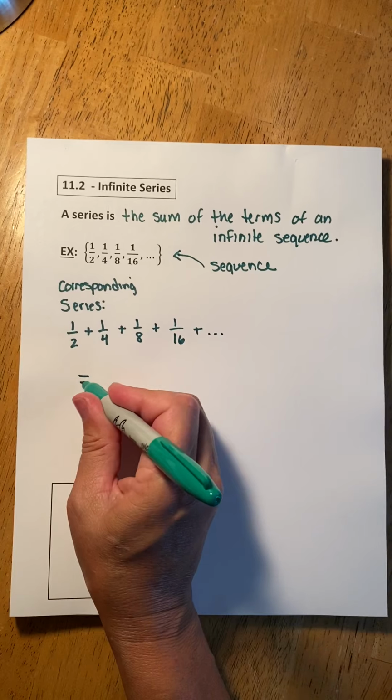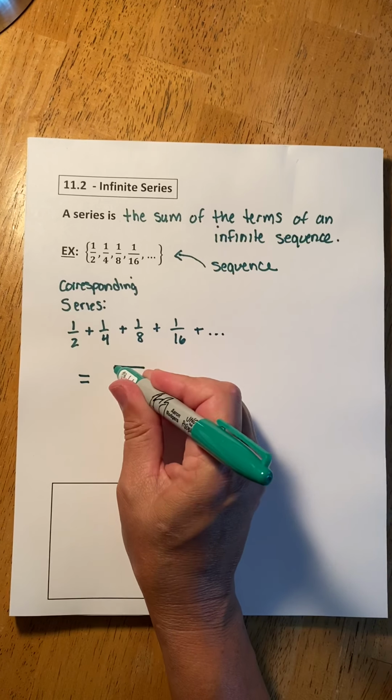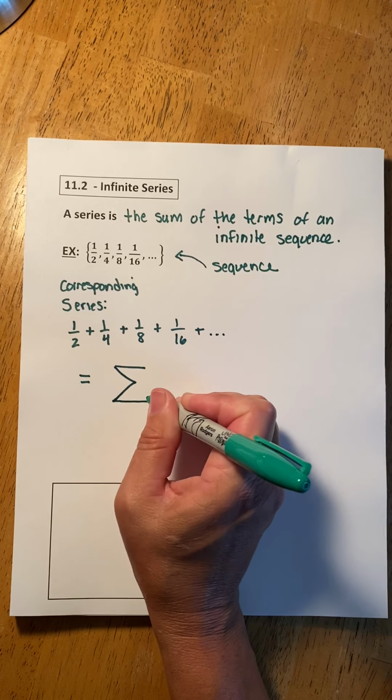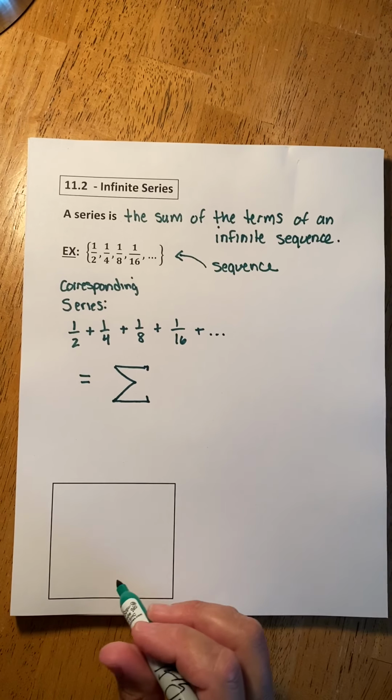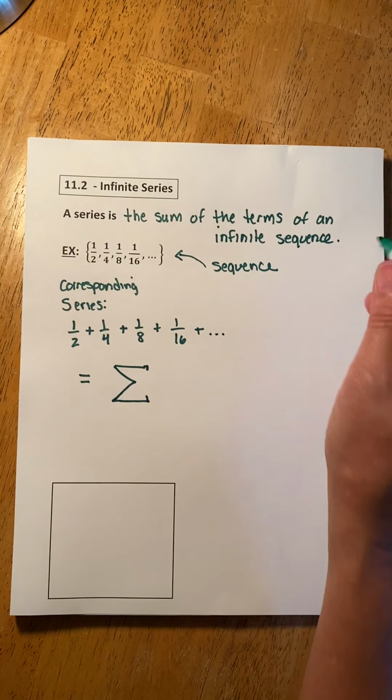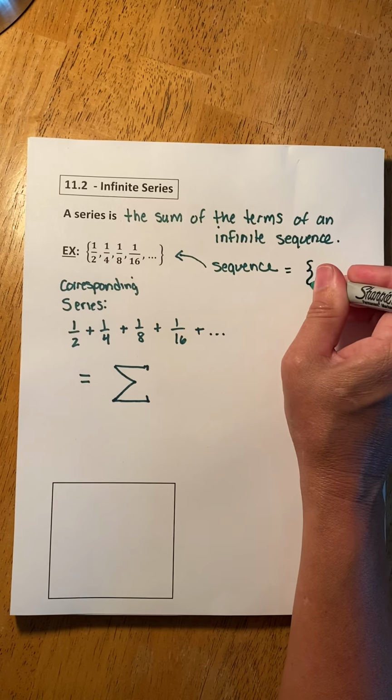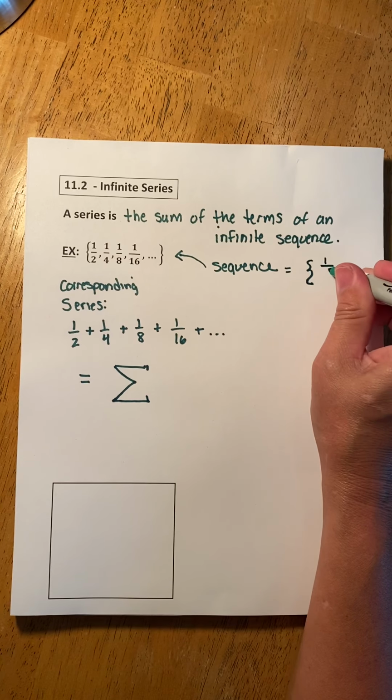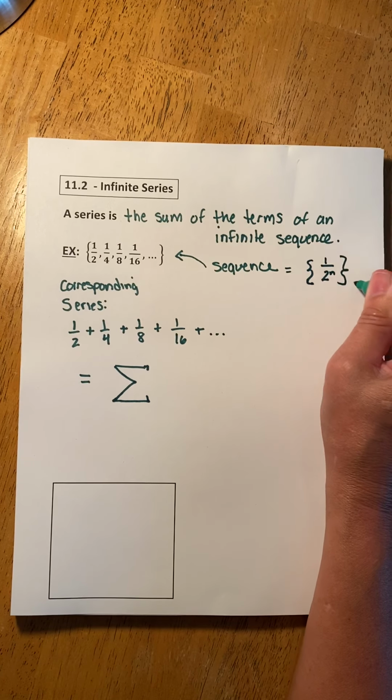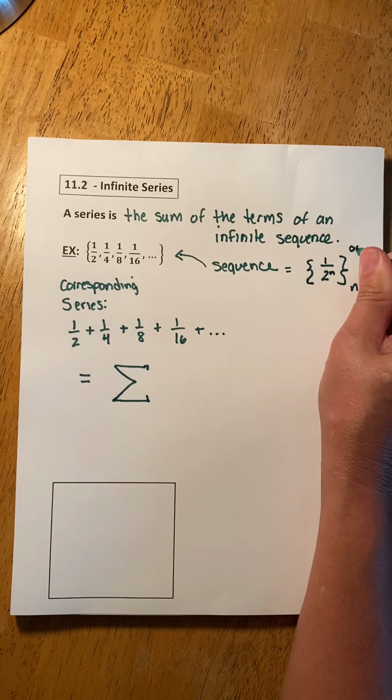The notation that we use, well, in math, the Greek letter sigma is used for sum. So this is the sequence here. I'm going to go back up here and write it in its condensed form. This is the sequence 1 over 2^n, n equals 1 to infinity.